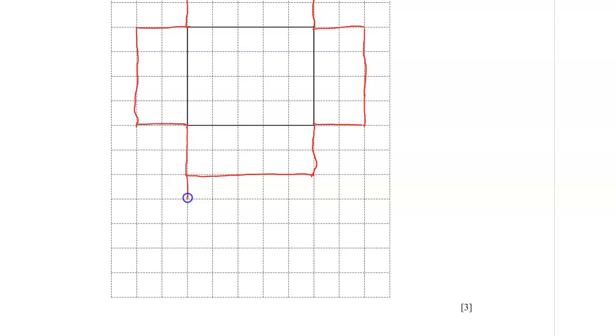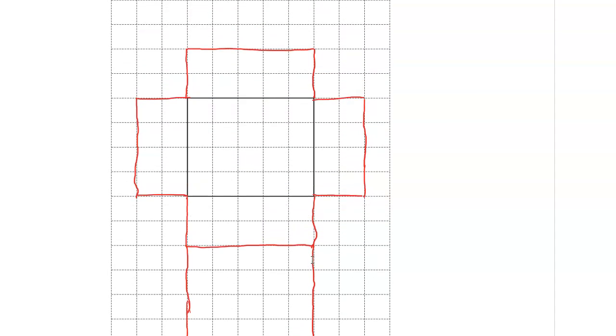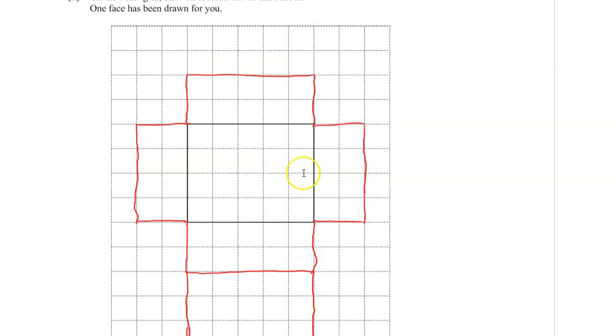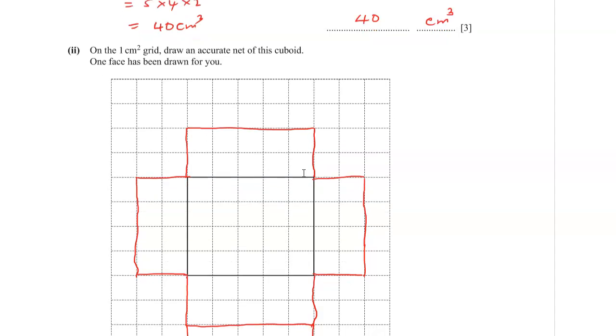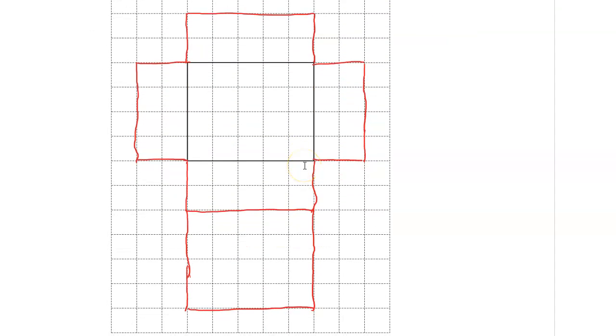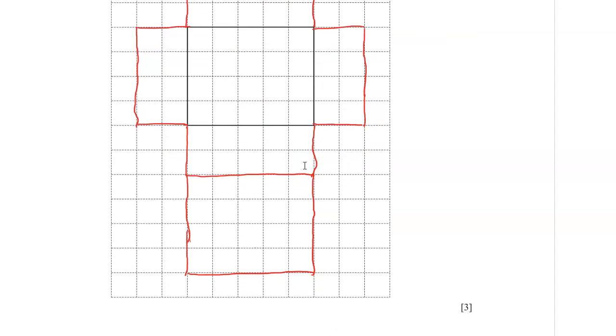So 4. That is 4. This is also 4. Then this. That is the side. So 5 times this will be that. So the volume is that. So I think that is correct. You draw that, you get the 3 marks right there.